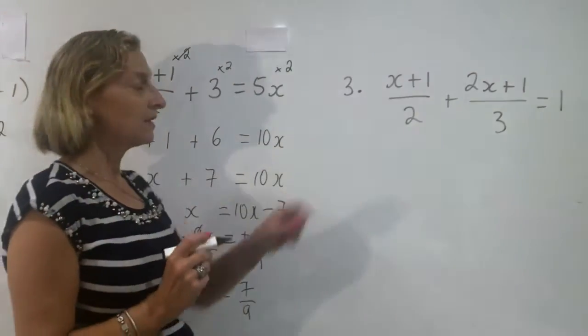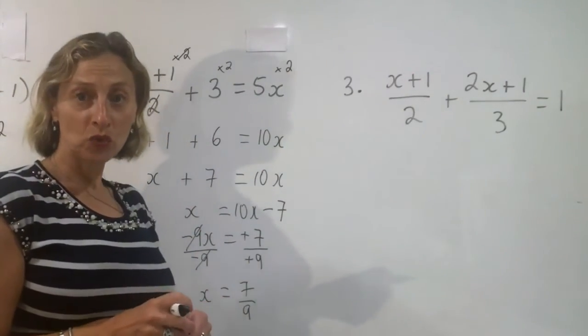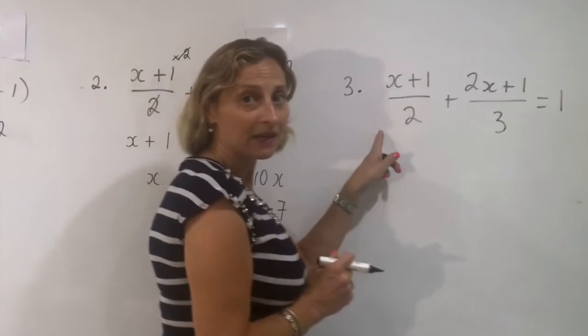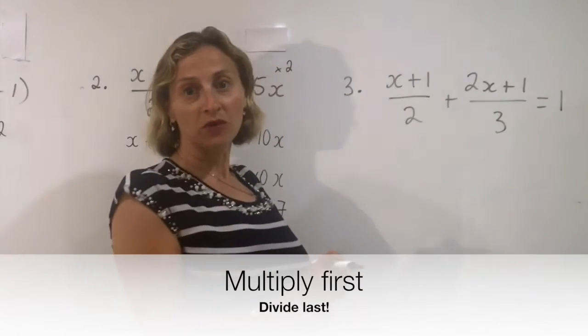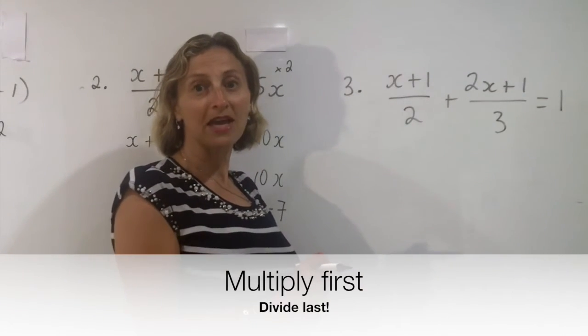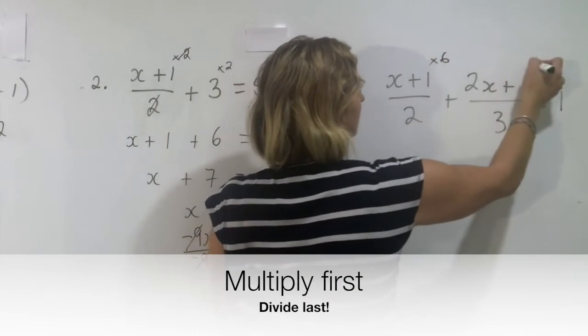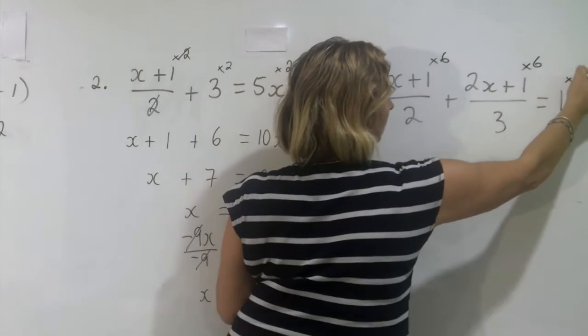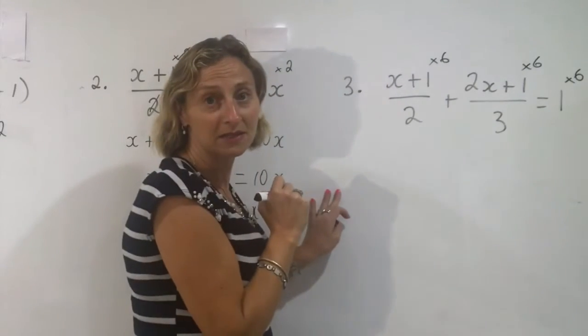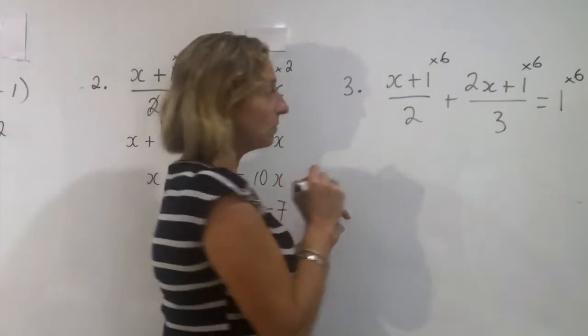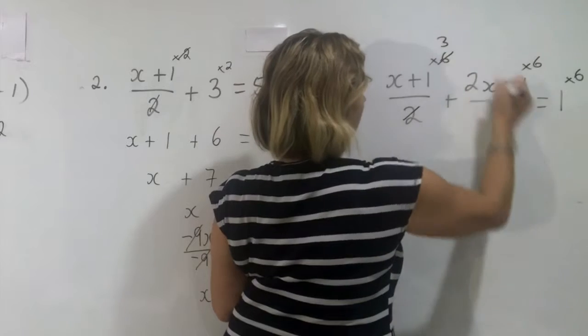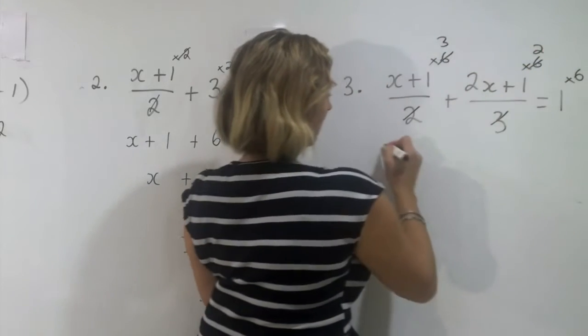Let's have a look at this one. Here we have 2 numbers on the denominator. And when I have 2 numbers on the denominator, I need to multiply by a common denominator, which would be 2 times 3 is 6. Don't forget to multiply the 1 over here by 6, because it's also a term. Cancel where you can, and write down what's left.